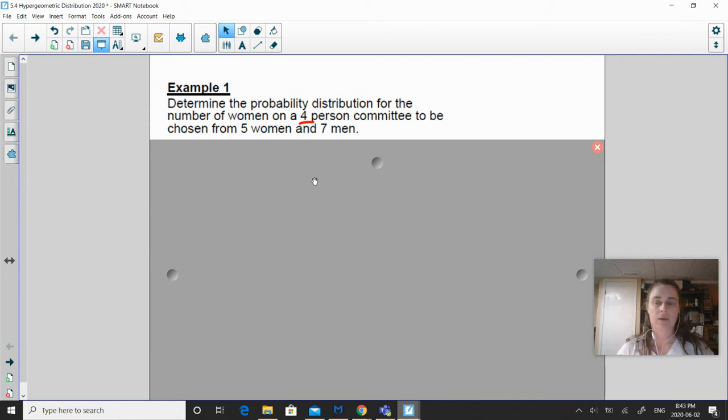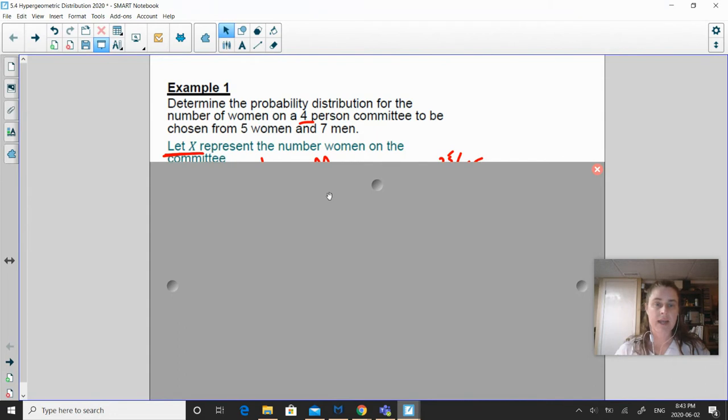Well, we're talking about committees, so the order doesn't matter. And we're also assuming that one person can only take one position, so that as soon as a person is chosen, that person is no longer returned to the pool. They've been used, right? So let's take a look. We're going to let X represent the number of women on the committee. That is going to be our random variable.